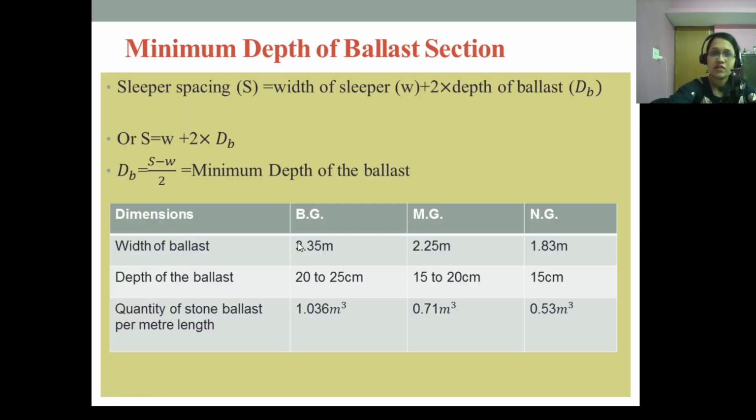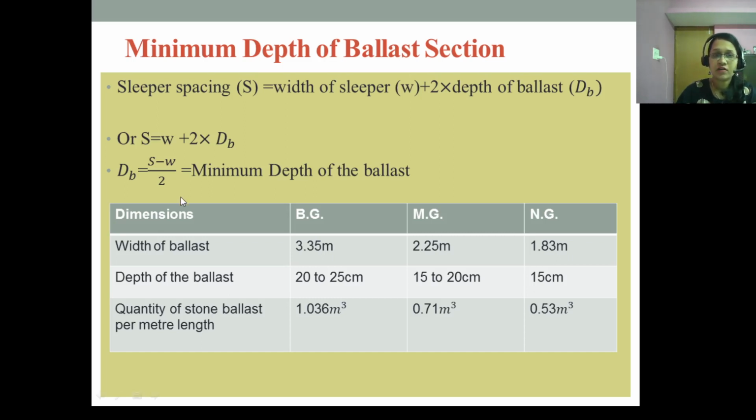So as you can see here, the sleeper spacing equals the width of the sleeper plus 2 into the depth of the ballast. Or you can say S equals W, that is the width of the sleeper, plus 2 into dB. What is dB? It is the minimum depth of the ballast section. That is, dB equals (S minus W) upon 2.